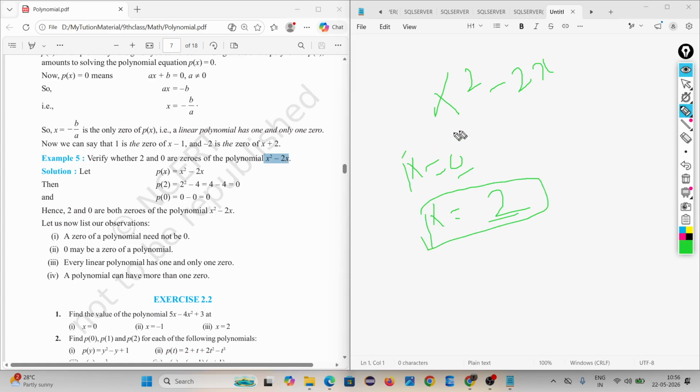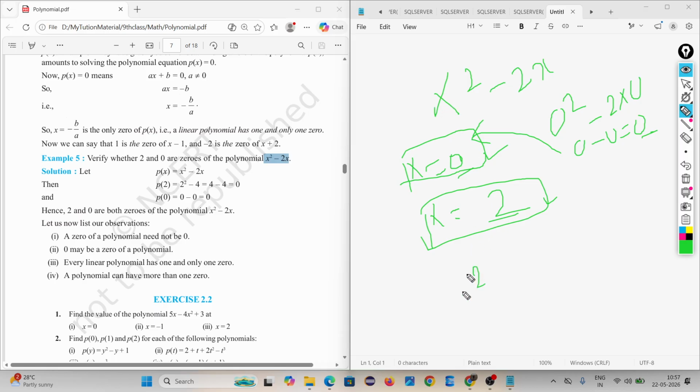Two types of questions come from this concept. Sometimes they will give you the zero and you have to verify, which is a little bit easy. But when they tell you to find the zeros, that time it is more difficult. Here zeros are given, so you have to verify. Verify means first x equal to 0. Put the value of 0: 0 square minus 2 into 0, 0 minus 0, it becomes 0. If you got 0, that means it is a zero of the quadratic polynomial.